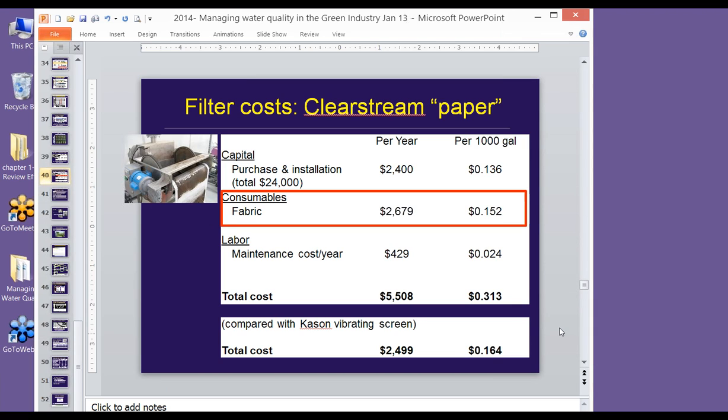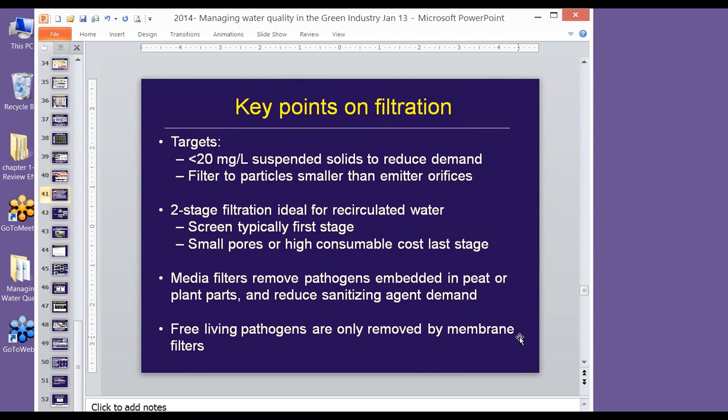If we contrast that to a clear stream paper filter, and these numbers come from that same operation as I showed you in the previous slide, what you can see is that consumables alone here are almost the same price as the total cost of the vibrating screen. Again, going back to how we're thinking about treatment and system design, we have to understand that if we have a filter that has high consumable cost, that should be put at the end of the filtration system. And you have to put at the first stages of filtration those filtration systems that are least expensive or cheaper.